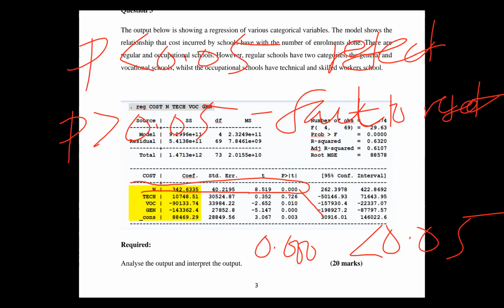We rejected the null hypothesis because the p-value is less than 0.05, or is less than the level of significance. Okay? Because the p-value is less than the significance level, we reject the null hypothesis. That null hypothesis states that the enrollments in the skilled workers school have no impact on the total cost. When we reject that, it means the opposite, right? It means that they have an impact. Is that clear?